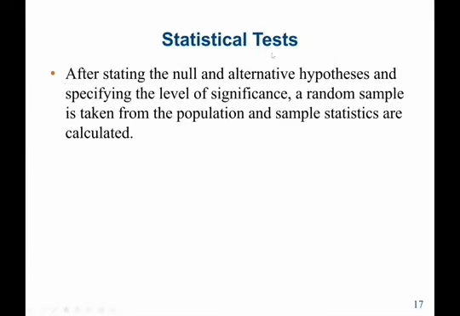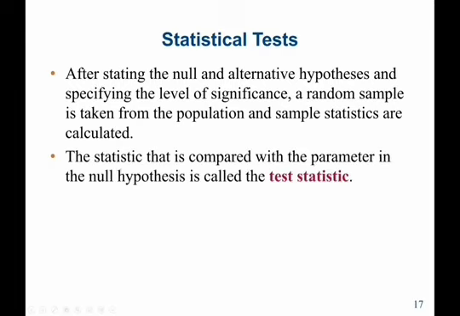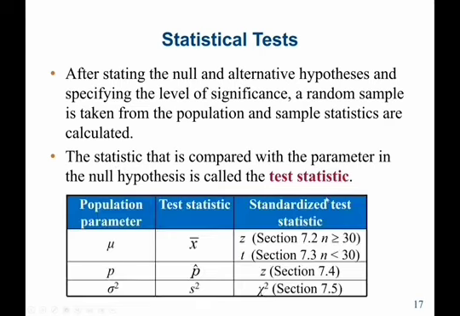Now, next is the test statistic. After stating the null hypothesis and the alternative hypothesis, and specifying the level of significance, and a random sample has been taken from the population, the sample statistics are calculated. So the statistic that is compared with a parameter in the null hypothesis is called a test statistic. So here we have a population parameter and the test statistic.